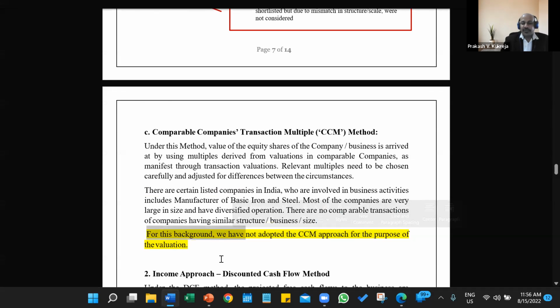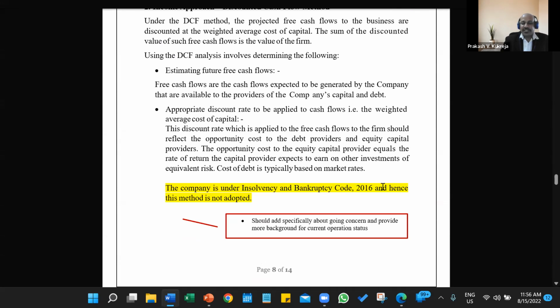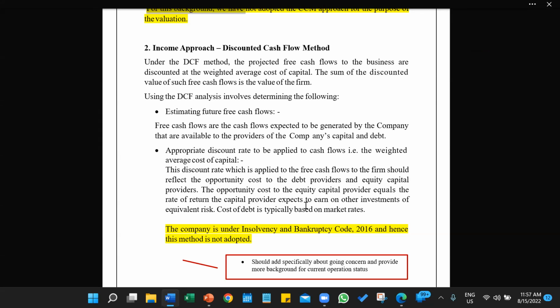Now, for this background, again, a very generic statement. Income approach: the company is under the Insolvency and Bankruptcy Code, and hence this method is not adopted. I don't think this is the right statement. Maybe we can justify that the company is not a going concern. As of now, as per the discussion with the IP, it doesn't seem to be a going concern at this point in time, and hence the IP did not provide any discounted cash flows for the forecasted period, and hence this specific approach has not been considered. So this is how we can justify, rather than just saying that because it is IBC, we cannot use DCF.